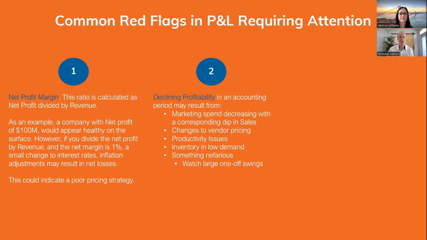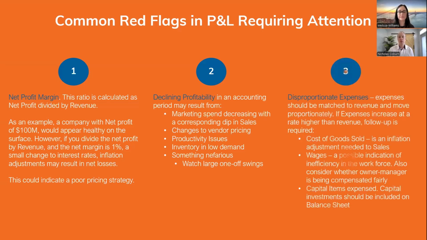Something nefarious. You want to make sure that you're looking at large one-off swings. If something just spikes and there's no real reason for it, you want to make sure that it's not something that got duplicated or that someone has access, especially for smaller companies where it's tough to have segregation of duties for everyone. Someone might have multiple roles that give them access to banking. You just want to make sure that you're staying on top of any large swings.